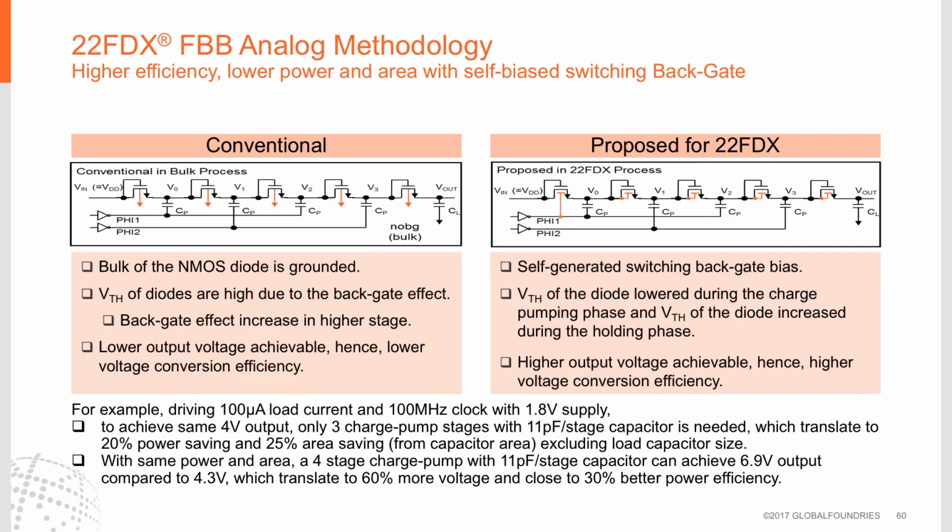Conversely, with the same power and area, a 4-stage pump could deliver a higher output voltage, which would give you 60% more voltage and close to a 30% better power efficiency. So there's that trade-off between power and area.